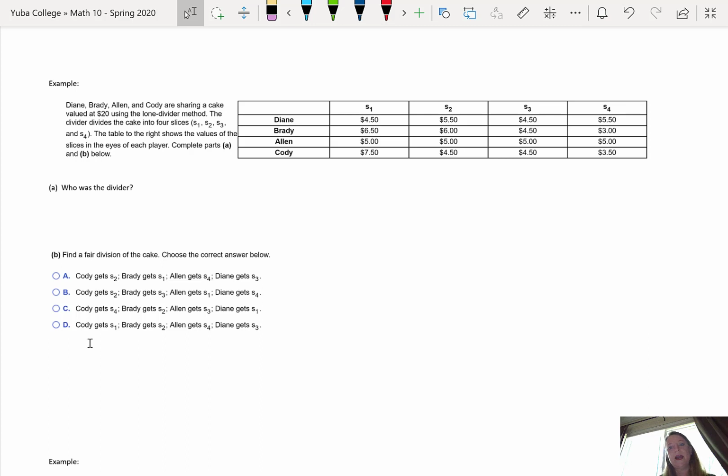If you're looking for who is the divider, you're looking for the person who subdivided the cake equally. Well, if the cake is worth $20 and there are 4 people, $20 divided by 4 is $5. So is there anyone who subdivided everything as $5? And there is. Alan is the one who has each of the 4 slices worth $5.